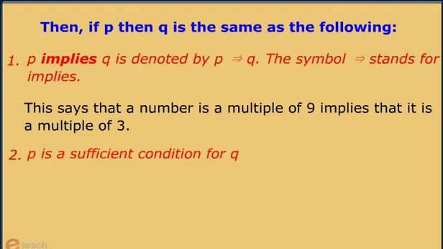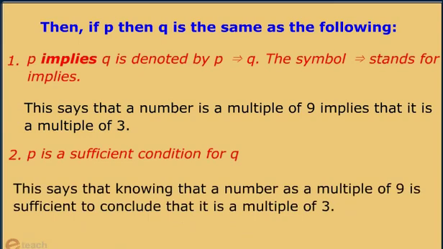P is a sufficient condition for Q. This says that knowing that a number is a multiple of 9 is sufficient to conclude that it is a multiple of 3.